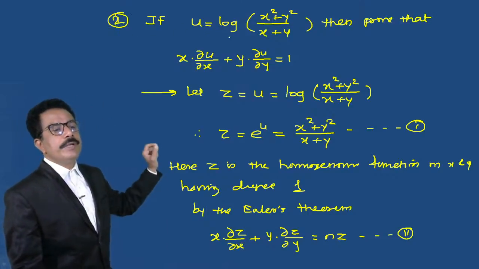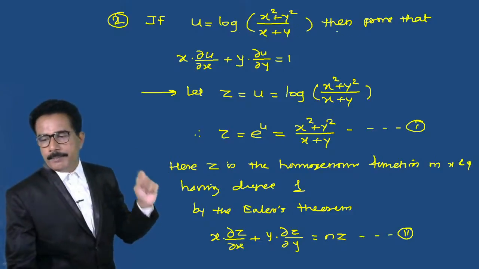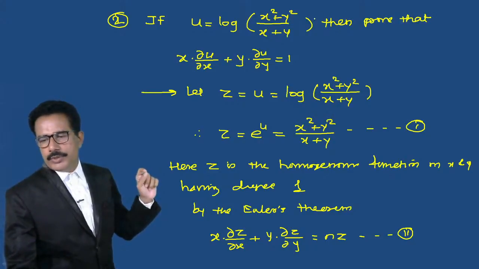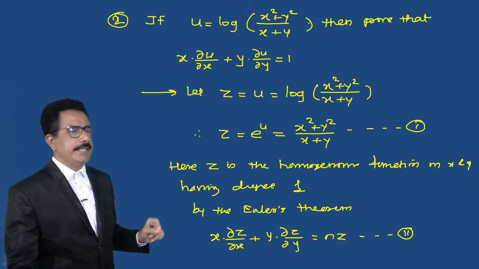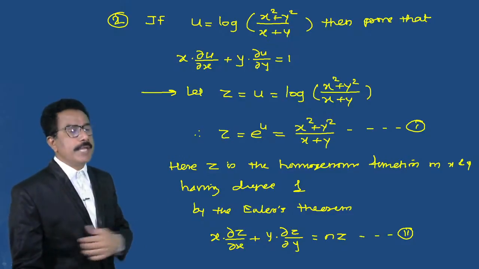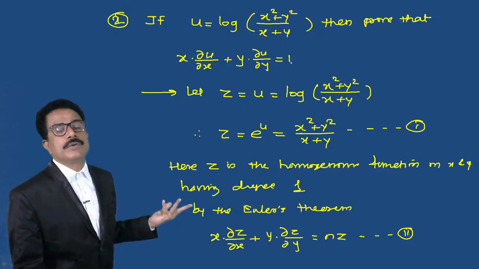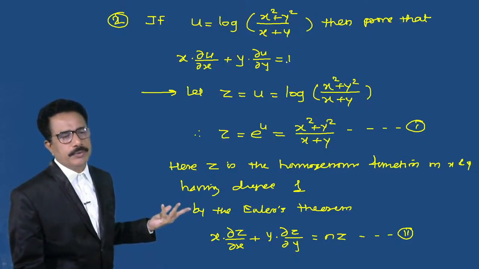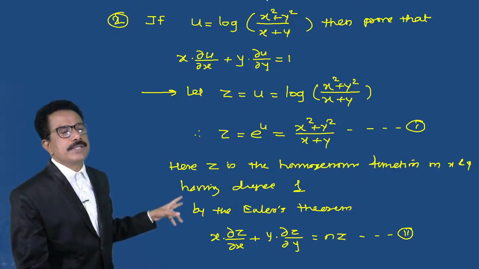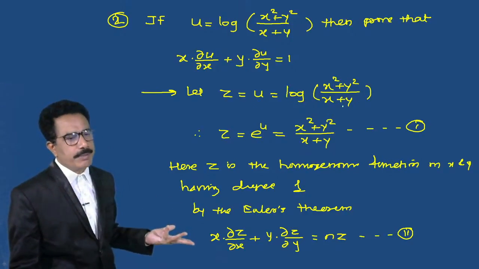If u is equals to log of x square plus y square divided by x plus y, then prove that x into dou u by dou x plus y into dou u by dou y which is equals to 1. We have to prove this result. Okay, no problem. Now suppose that z is equals to, we have considered this function as z is equals to u is equals to log of x square plus y square divided by x plus y.